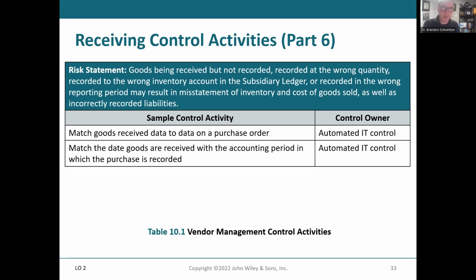And then the last two things that are related to this would be matching goods received with the purchase order and matching the date of when it was received with the purchase order. So yeah, and of course, those can all be automated as well.